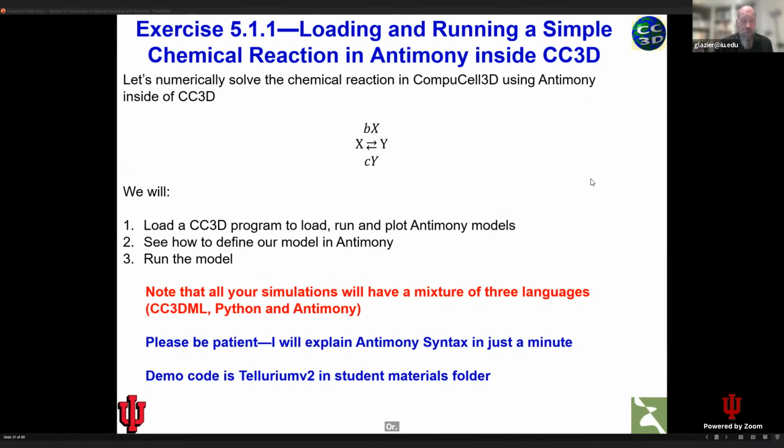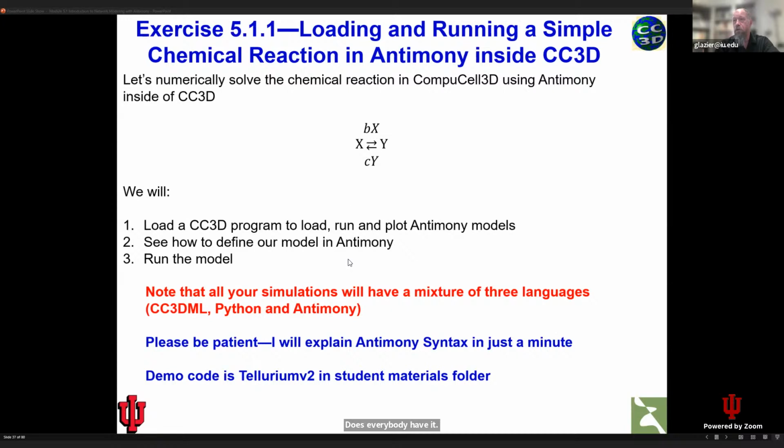Okay. That is unfortunately all the time I have to go over the biological background of networks. I'm going to ask you now, and I hope everyone has this working now, to download that tellurium V2 code and have it running in Twit. Does everybody have it?